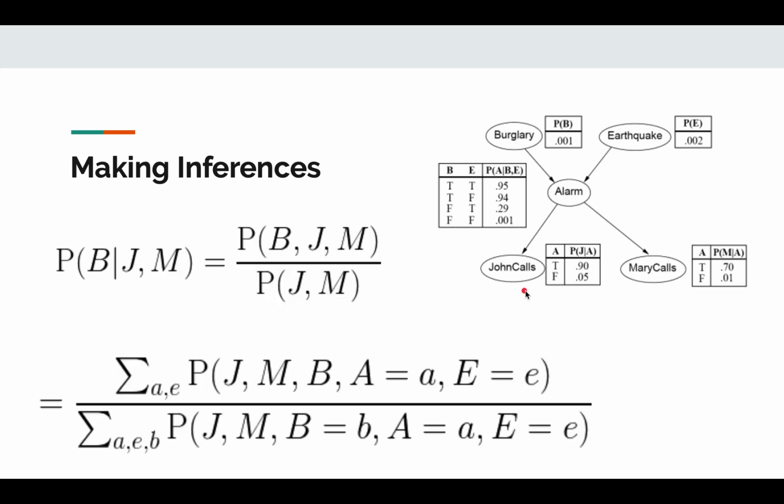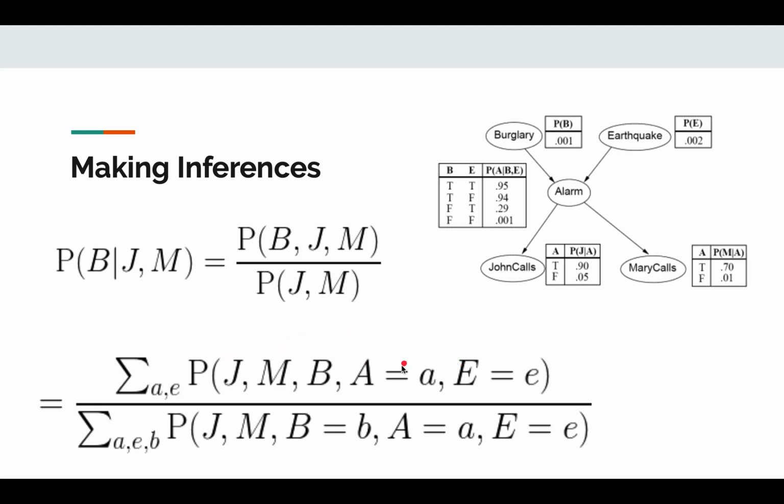So let's say we want to know the probability of a burglary occurring in our house, given that both John and Mary called. So by the definition of conditional probability, that would be the probability of burglary happening and John calling and Mary calling divided by the probability of John calling and Mary calling, which can both be found by marginalizing over the joint distributions.